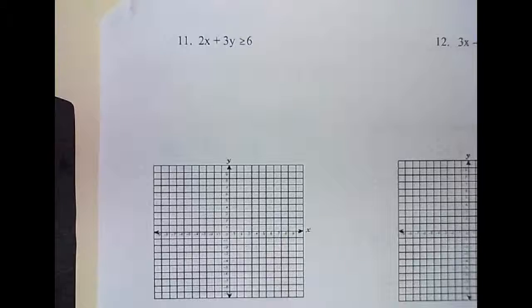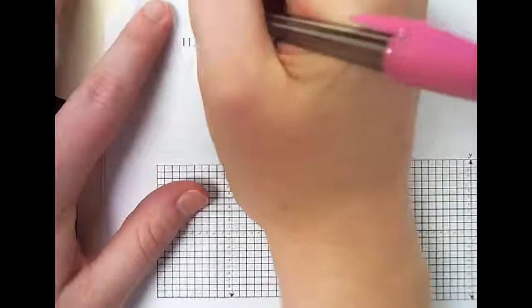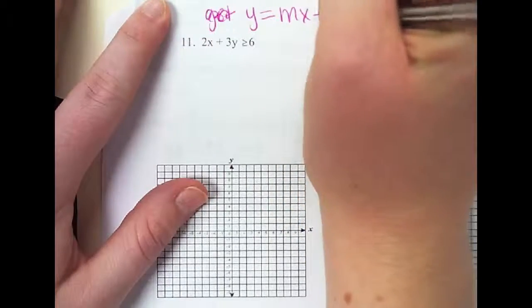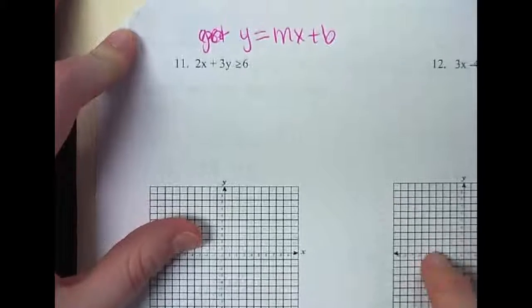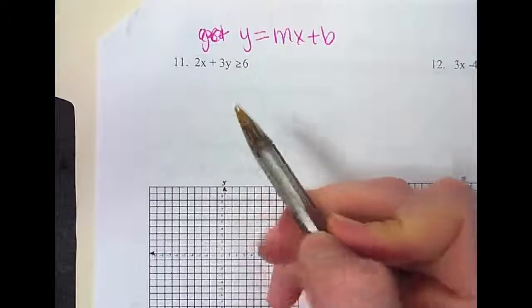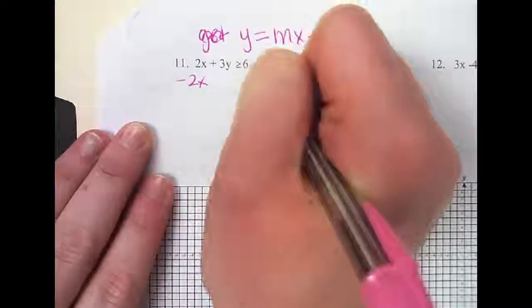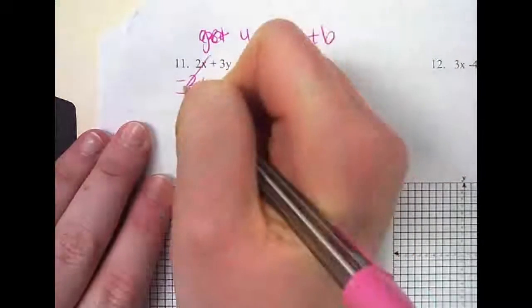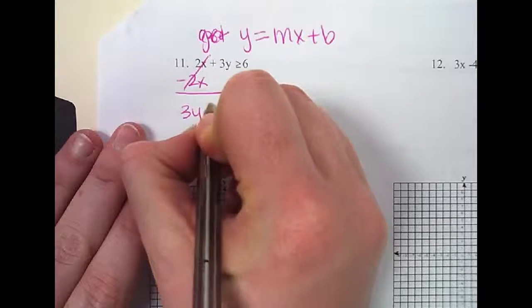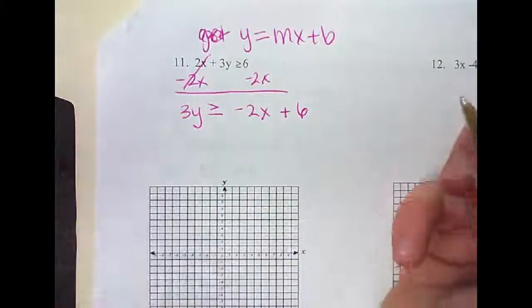Okay, so number 11. I want to get y by itself. We want it in y equals mx plus b form. So how do you get the y by itself on this one? What do you do first? Minus 2x to both sides. So that's gone. So 3y is greater than or equal to negative 2x plus 6.